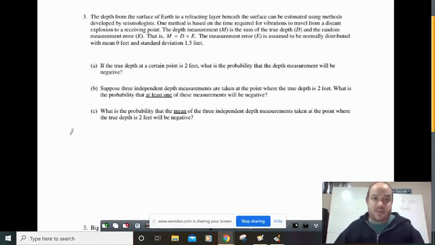what is so hard about this? Well, look at what it's saying. It's giving us the true depth. All right. So they gave us the true depth right here. I'm going to switch to highlighter. Gave us the true depth right here. And it says that it's going to be 2 feet.